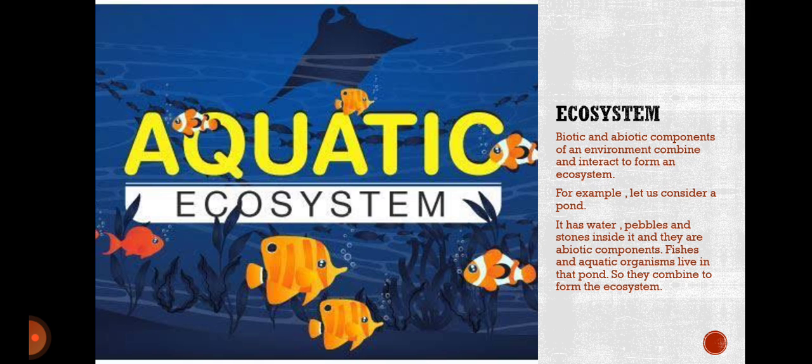An environment contains lots and lots of ecosystems. So what is an ecosystem? Ecosystem is defined as when biotic and abiotic components interact, they form an ecosystem. Let us consider an example, a pond. A pond has water in it, stones and pebbles inside it, and it also has some fishes and marine life. So these fishes and water combine to form an ecosystem. That is an aquatic ecosystem where water, stones and fishes have combined and are interacting to live.